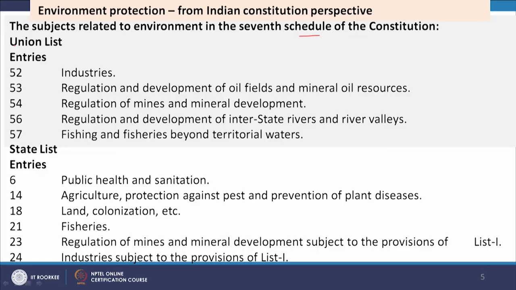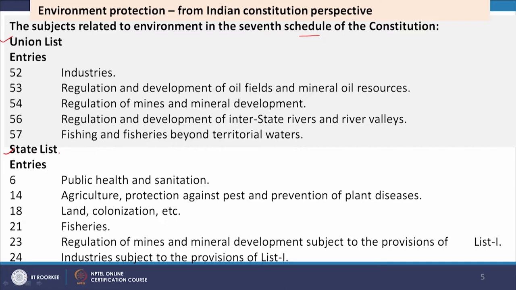Now, we will see the subjects related to the environment in the 7th Schedule of the Constitution. There are three types of subject lists, or entries we can say: the union list, that is list 1, the state list, and the common list. So, list 1, list 2 and list 3.